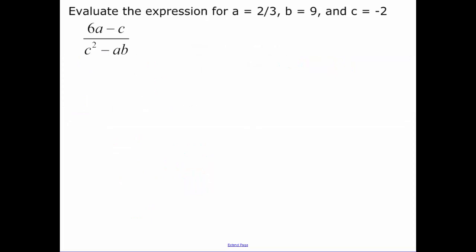Our first example, we're going to be evaluating the expression. I give us A, we have B, and we have C. So we're going to substitute in. So we have 6A. A is a value of 2/3 minus C, which is a -2.